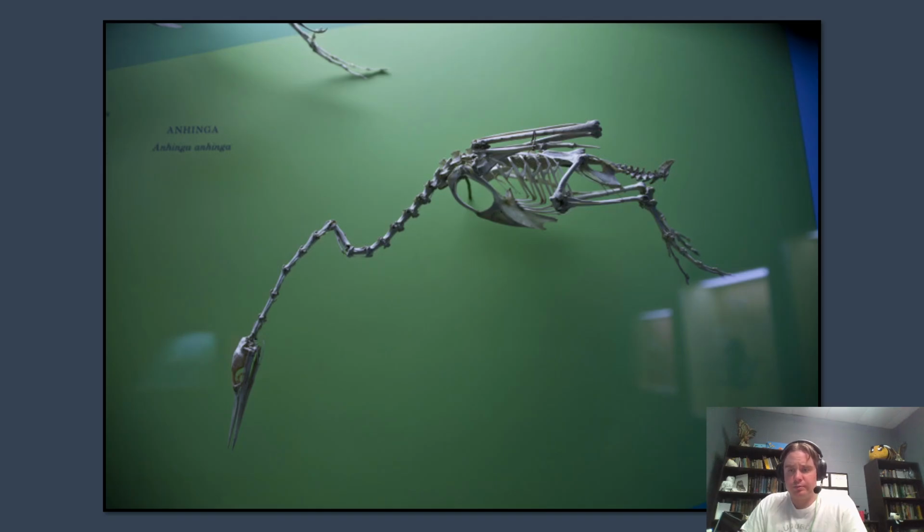If you live, say, in the southeastern United States, that would be an example of where you can find this species. The name of the bird is on the wall, so I can't make it a surprise for you. You might have seen this bird before. This is an anhinga. They have a hinged neck.